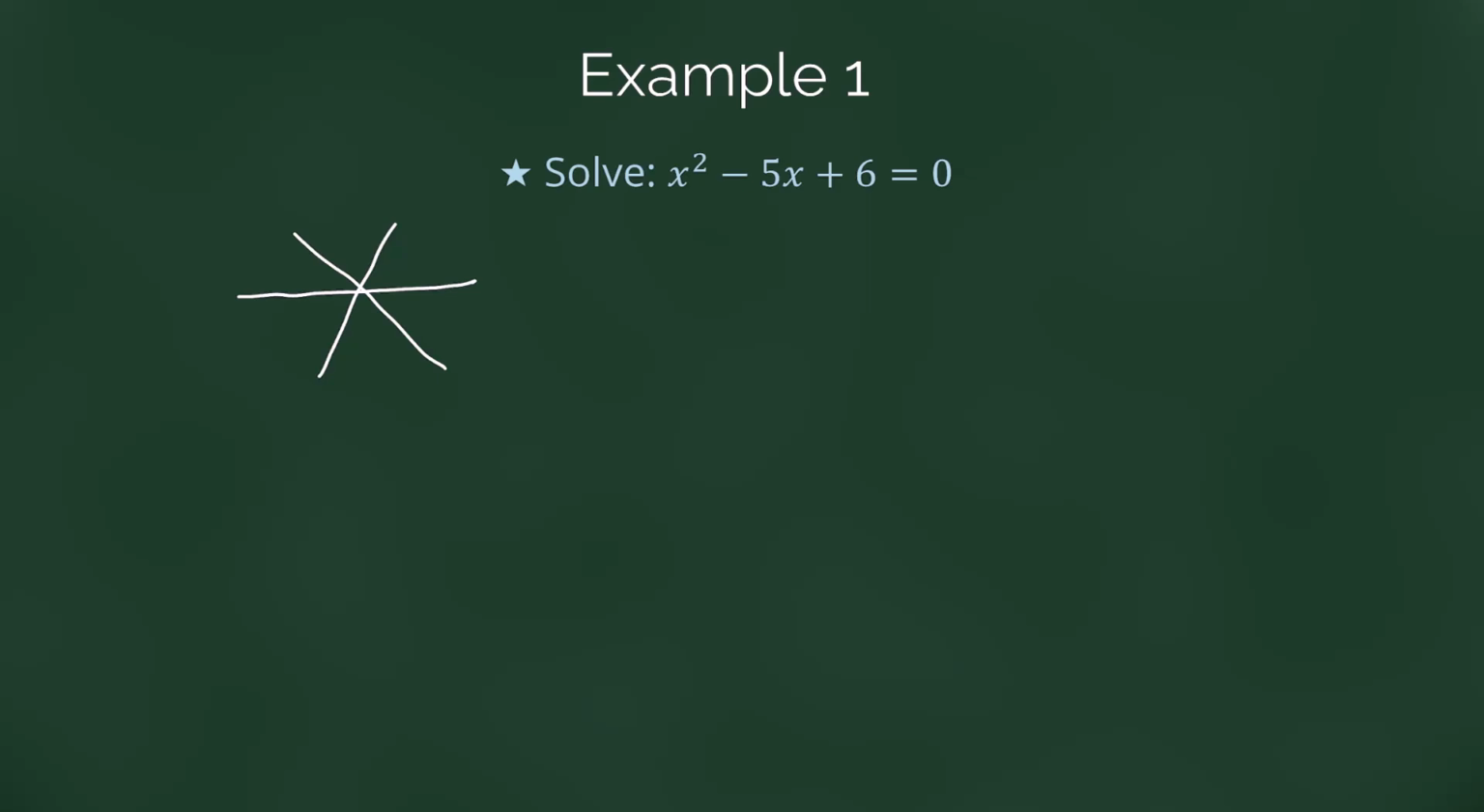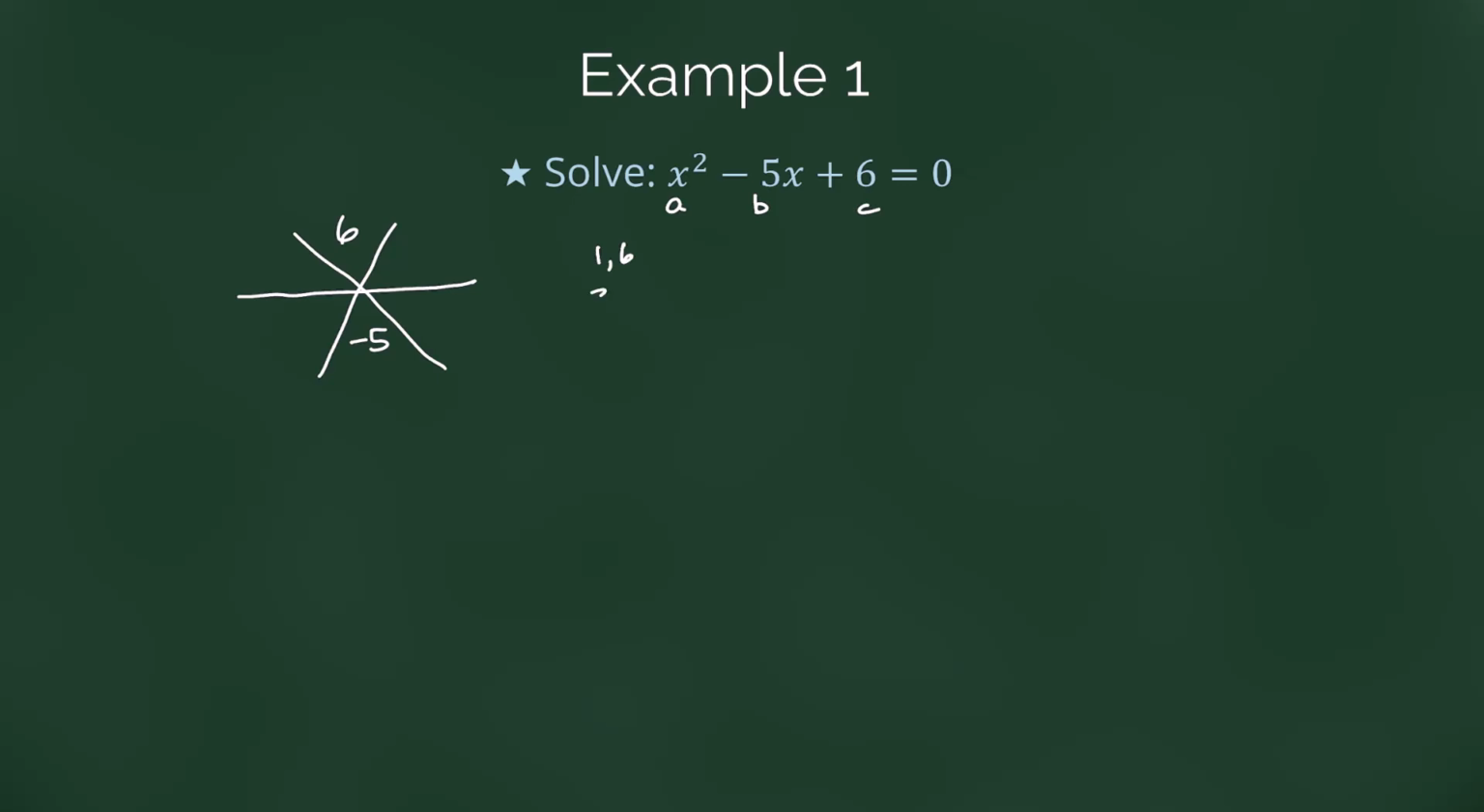So here's our a, our b, and our c. We're going to do a times c, which is 6, and b is negative 5. So I'm looking for factors of 6 that add up to negative 5. Factors of 6 are 1 and 6. Now, those can add up to 5 if we use a negative 6 and a positive 1, but then they would not multiply to be positive 6. They would multiply to be negative 6, so that won't work.